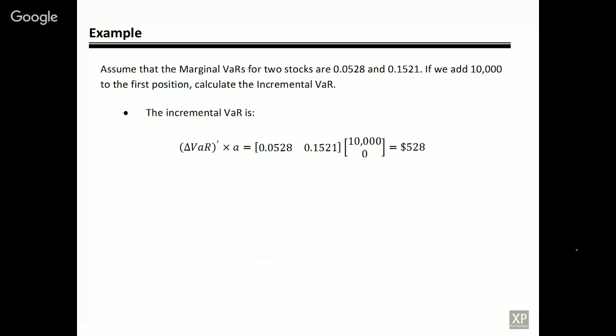And an easy way to describe that is with an example. So assume we have two marginal VARs for two stocks of 0.0528 and 0.1521. Suppose we want to add 10,000 to our first position, and we want to calculate the incremental VAR. So we can approximate it by taking our marginal VARs multiplied by our matrix A of our new positions. So our marginal VARs are listed here, and then our new position would be 10,000 of the first stock and 0 of the second stock. We just multiply these two matrices, and we get 528 as our incremental VAR.